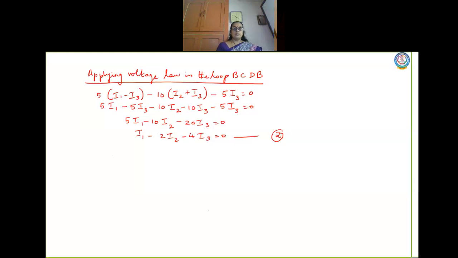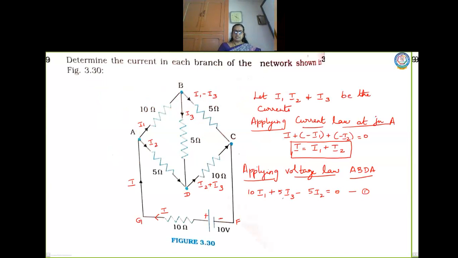Okay, now I am going to take the third loop. So for the third loop, I am going to apply voltage law in the loop. Now which is the loop I'm going to do? I'm going to take the loop starting from here.